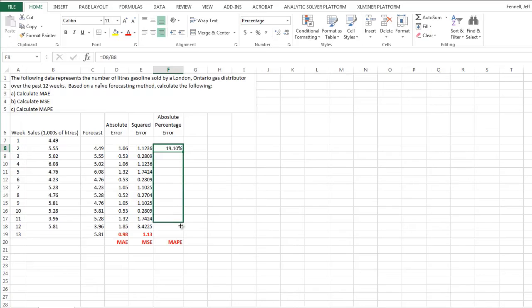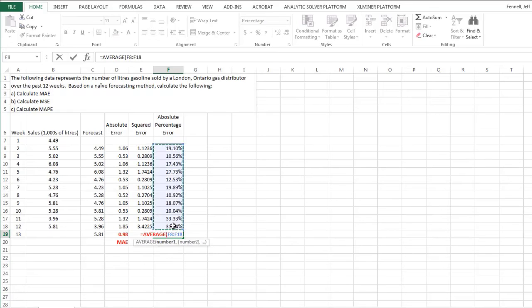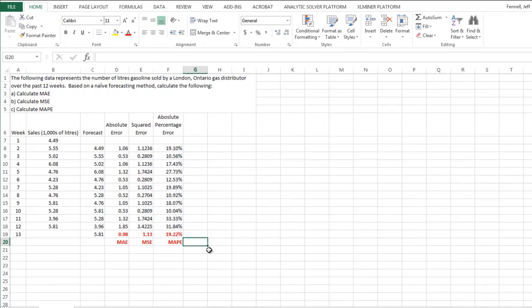Again, we would do that for each and every period in which we have both actual sales and predicted sales, and then calculate the average of those values. So the mean absolute percentage error, typically displayed as a percentage, gives us a MAPE of 19.22%. So we now have our 3 measures of forecast accuracy: MAE, MSE, and MAPE.